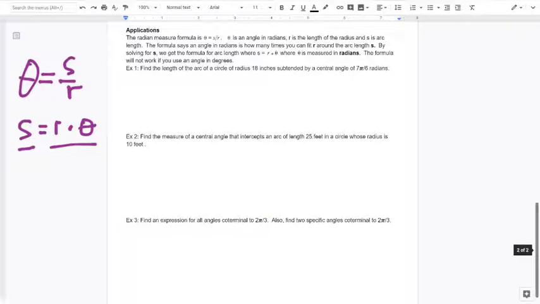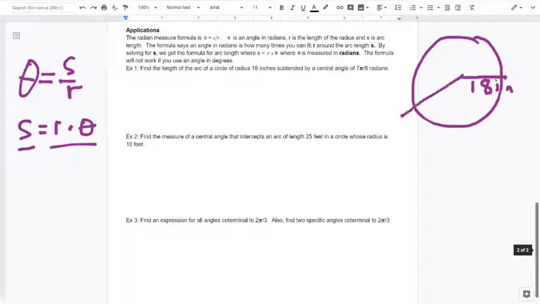It says find the length of the arc of a circle of radius 18 subtended by a central angle that's 7 pi over 6 radians. So here we have a circle with radius 18 inches, and I'm going to draw an angle here that's approximately 7 pi over 6. And what it's asking is what is the length of this arc given those two things.